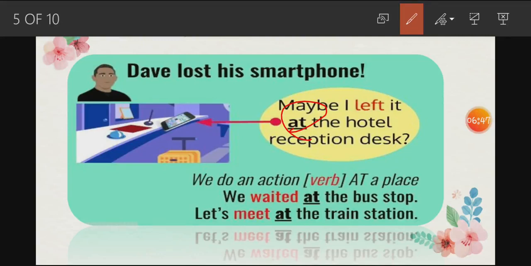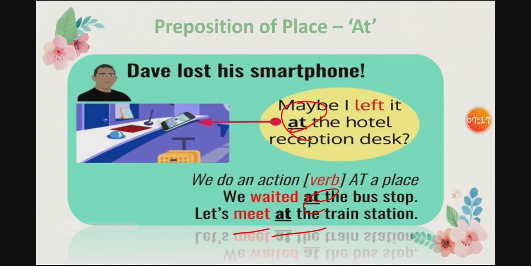Look at here. It's joining, showing the relationship to the verb. We waited at the bus stop. Where did we wait? At the bus stop. That's the thing. Then, let's meet at the train station. Where will we meet? At the station. That's the relationship between that verb and the other part of the sentence. So let's go to the next slide.